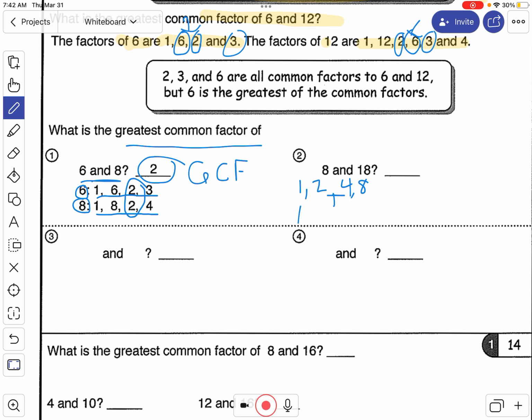What about 18? Let's write 1 and 18. How about 2? Does 2 go into 18? Yep. 2 times 9. Does 3 go into 18? Yep. 3 times 6.